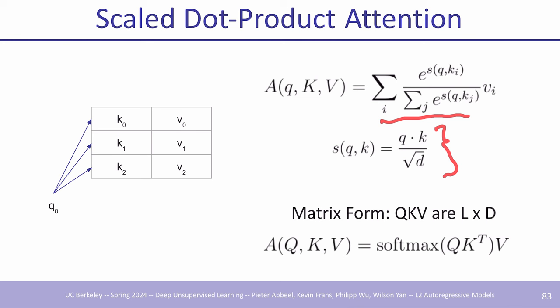And then down there you have the matrix form of it, where matrices Q, K and V are all L by D. In this case, there's no batch dimension. So your attention matrix, as we usually call it, is going to be L by L, and then your V is L by D. So the result will be L by D. Basically, each query takes a weighted sum over all of the values that you can see.